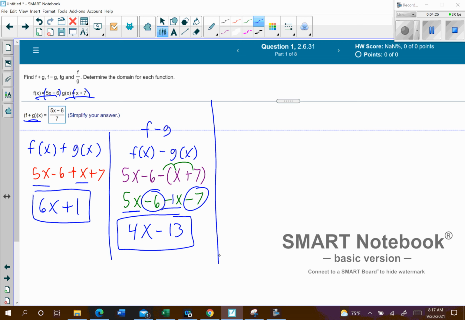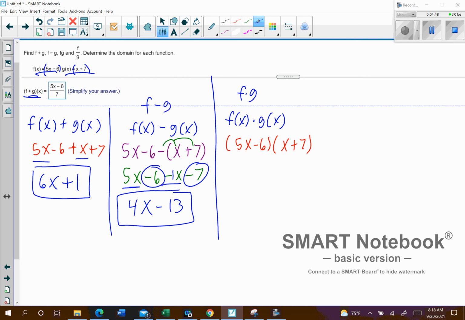All right, and then the next one is going to be multiplying. So f times g. Once again, you're just going to multiply the two functions together. So we're going to have 5x minus 6 times x plus 7. We're just going to go ahead and FOIL this. So 5x times x is 5x squared. 5x times 7 is plus 35x. Minus 6 times x is minus 6x. And the minus 6 times 7 will be a minus 42.